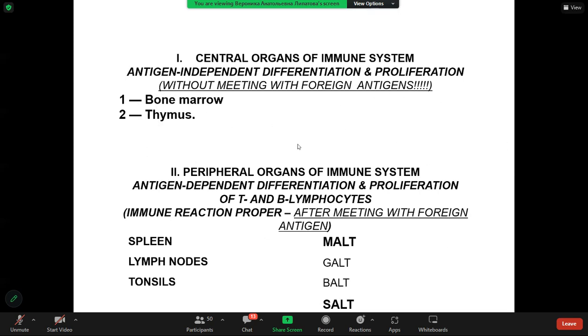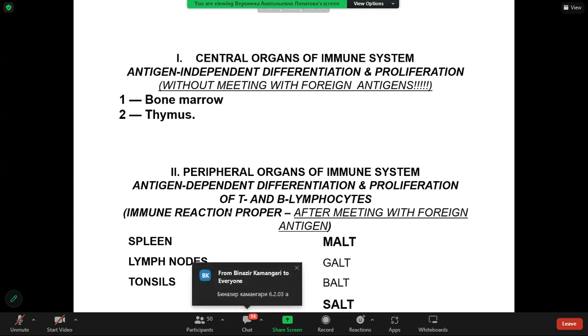Peripheral organs of immune system, including spleen, lymph nodes, tonsils, mucus-associated lymphoid tissue, and skin-associated lymphoid tissue, are the place for immune response after meeting with foreign antigen.